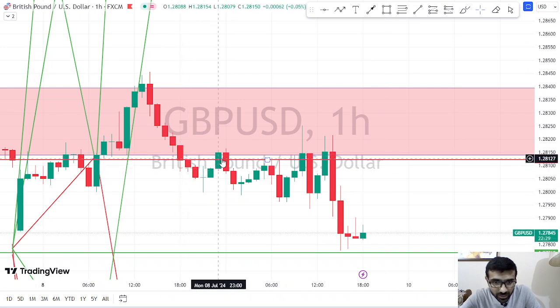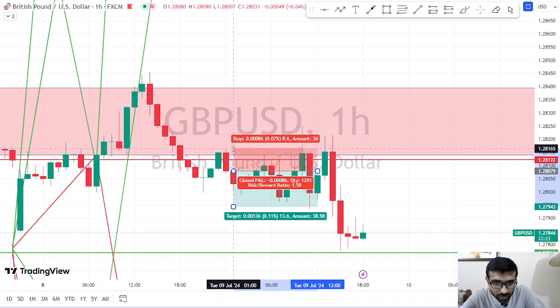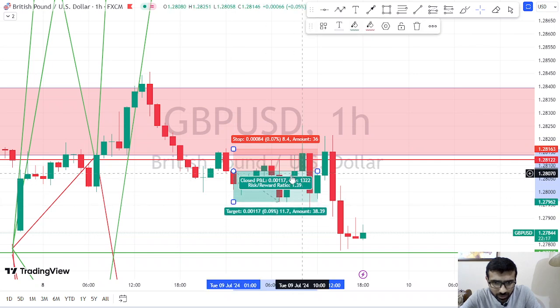Then once again market tested our area of resistance and closed below with this candle. From here we could again take a short position. Our stop loss will be just above this previous candle. Our take profit will be approximately over here, giving us a 1.3% profit.